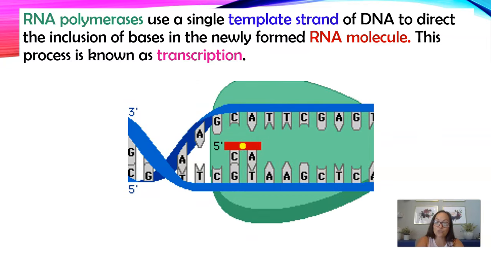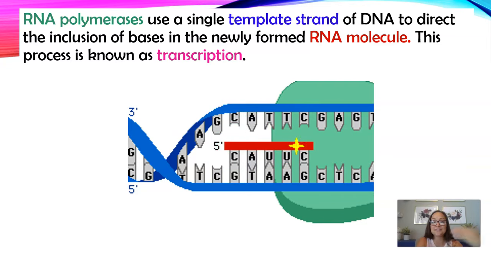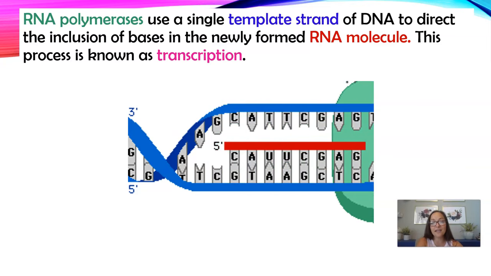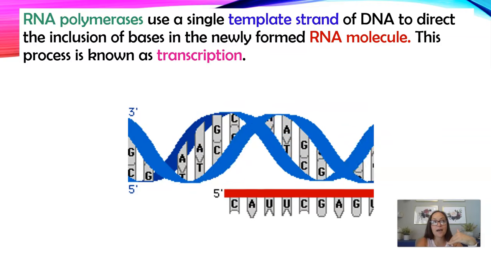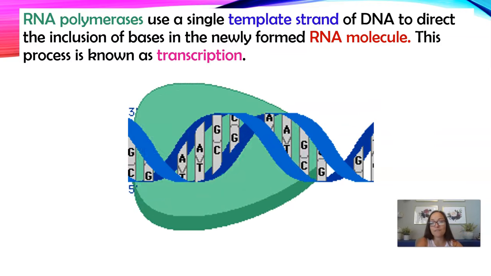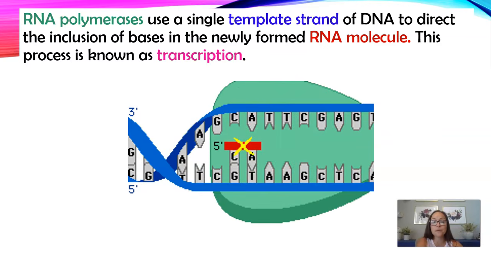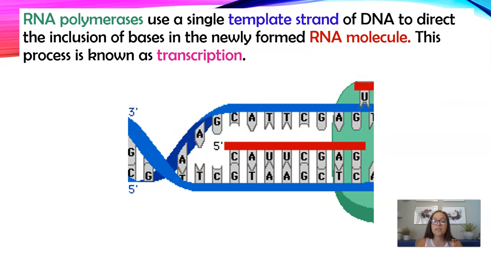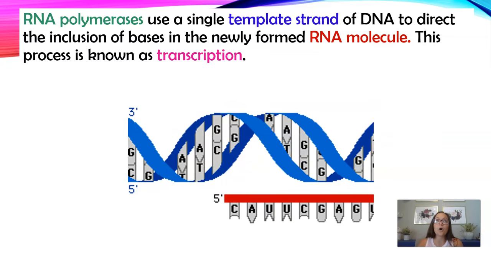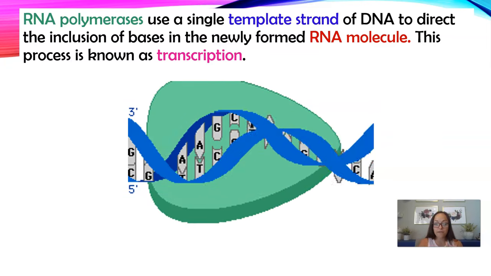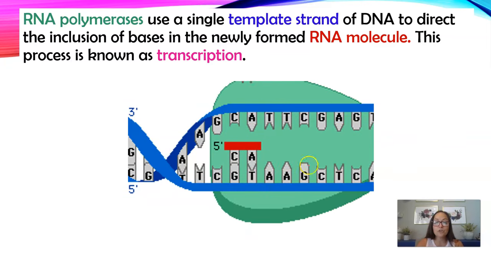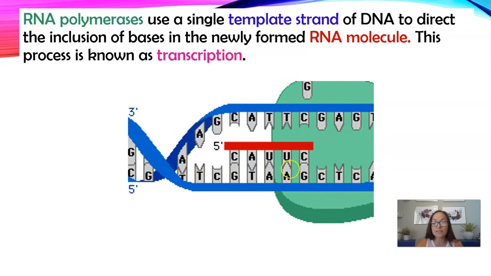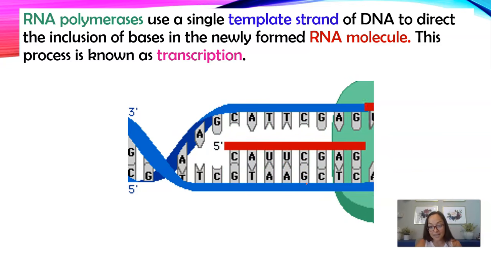RNA is single-stranded, so we only are going to use the template strand of DNA to direct the building of messenger RNA. So the sequence of the RNA will be based on the sequence in the gene. Here you can see RNA is also built from 5' to 3'. You can see the nucleotides are only added to that 3' end.